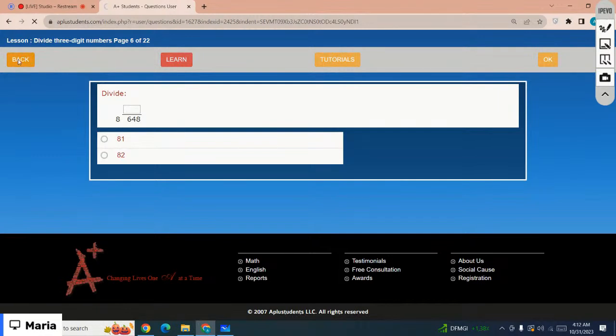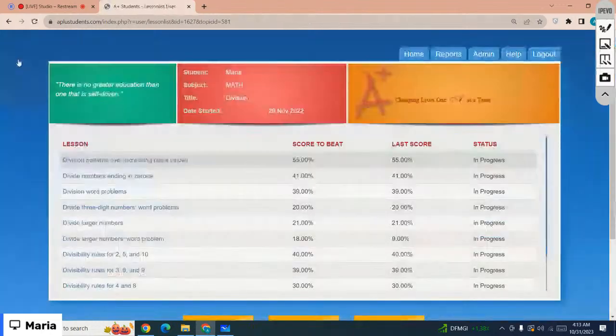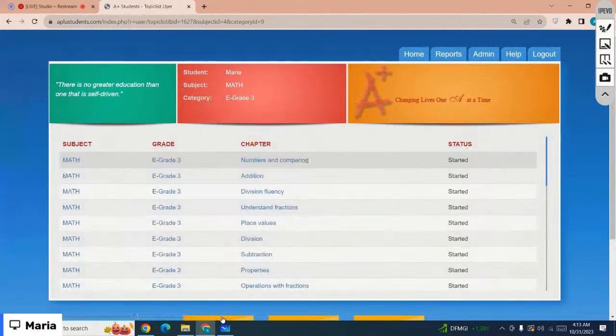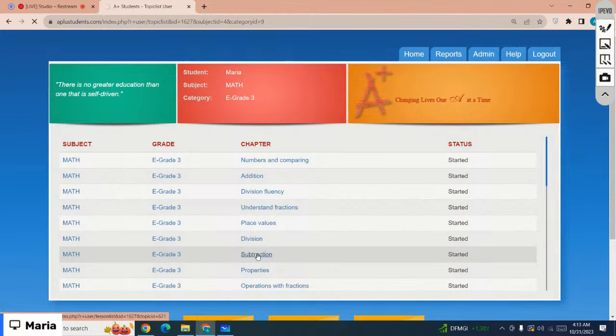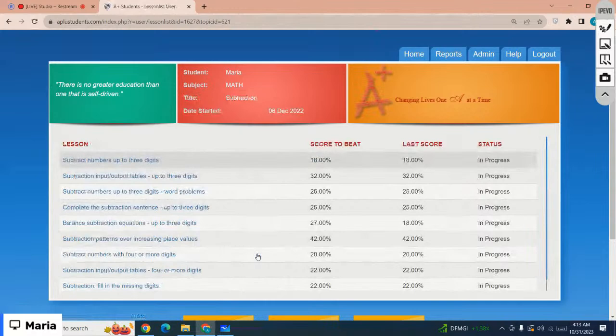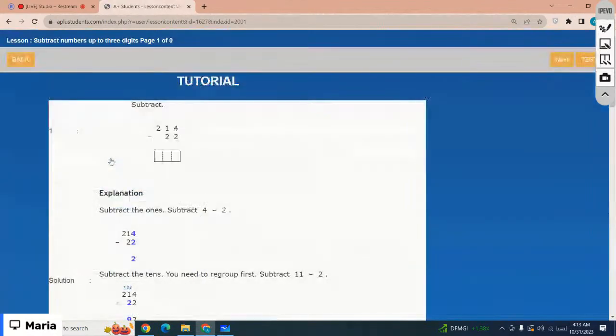Okay, let me just move on to the next lesson. So we're going to start the new chapter, that is subtraction. Okay, here it is. Let's just start with the chapter subtraction. The first lesson is subtract numbers up to 3 digits. So we already know how to subtract, right? Subtraction means taking away a specific number from the other one.